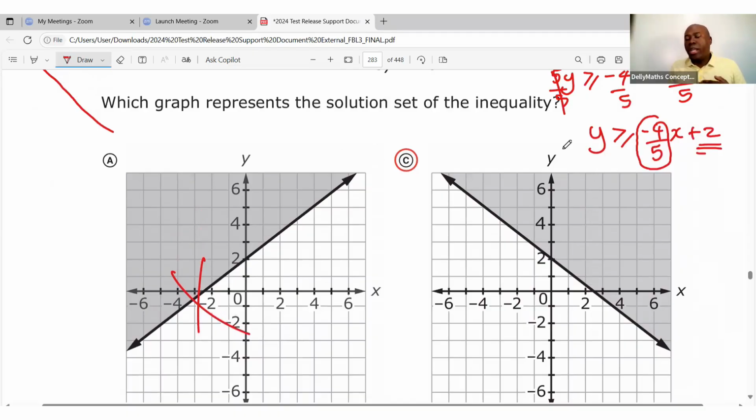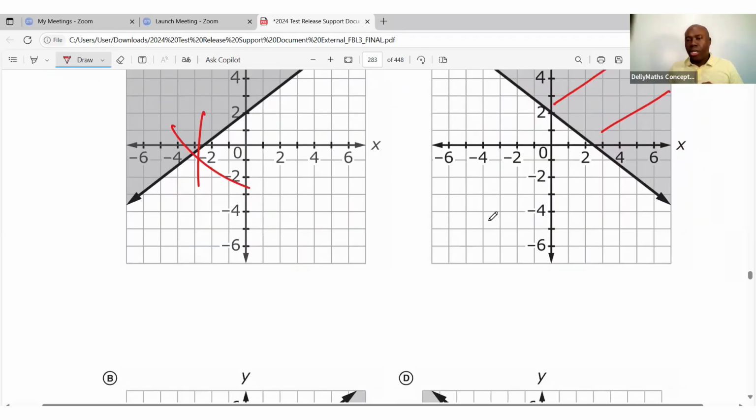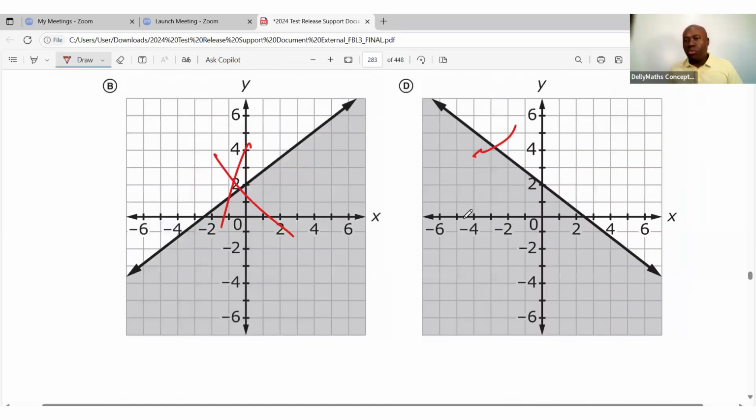Now, whenever you're reading your inequalities from where y is, because it says y is greater than or equal to, greater than suggests that the shading must be on top of the line. And you're seeing here that the shading was on top of the line, and that is why C is the answer. You could see here that the shading was below the line, so it could not have been this either.